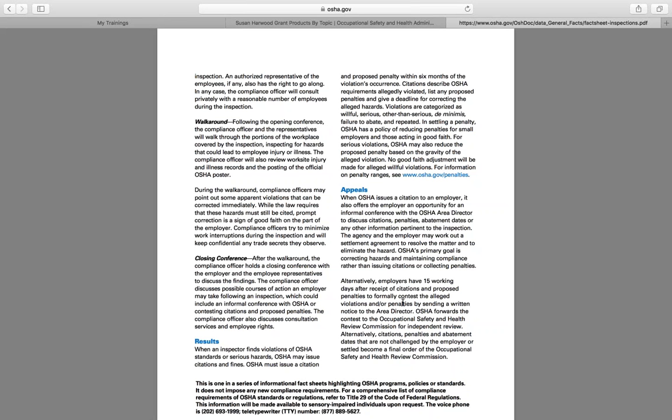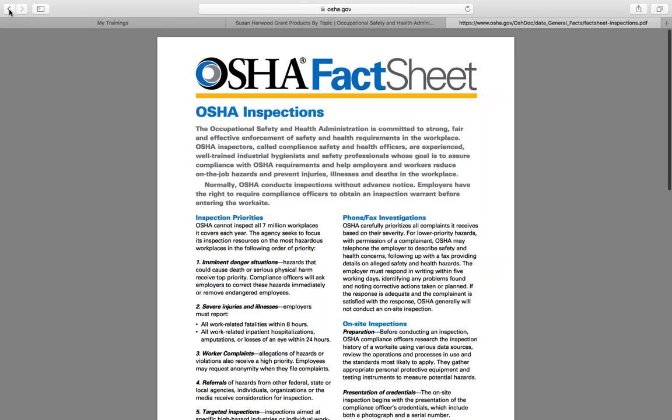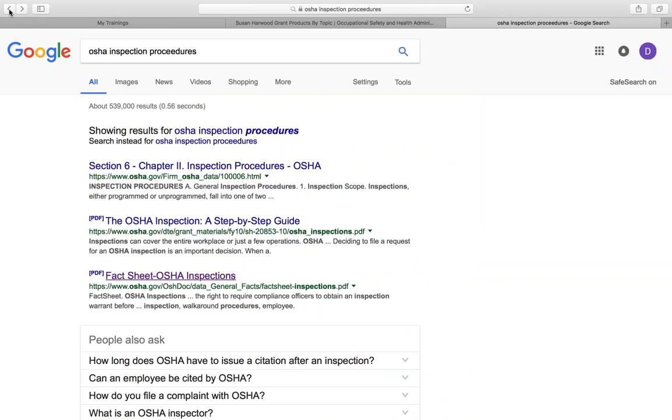As you notice here, we have up to 15 days to advise them that we're going to either ask for an informal conference or that we're going to be filing an appeal. Okay, or to ask for a review. All right, great. And then let's go back to MSHA.